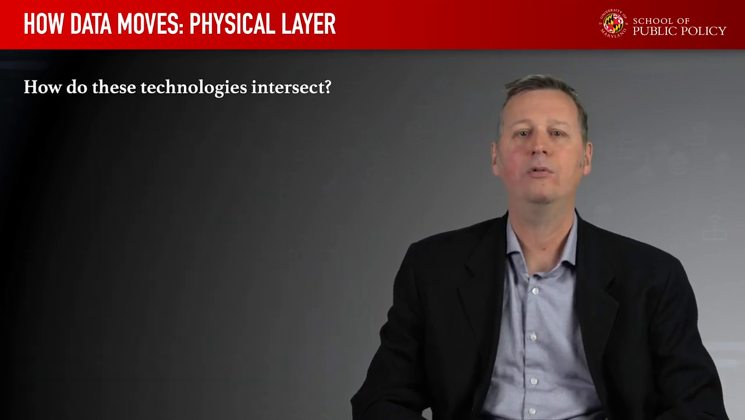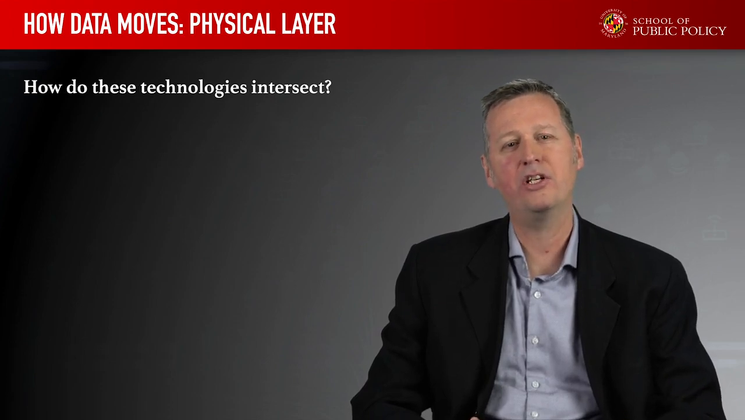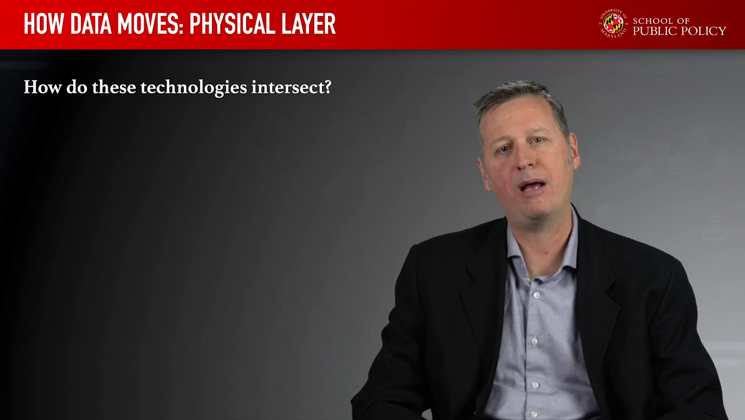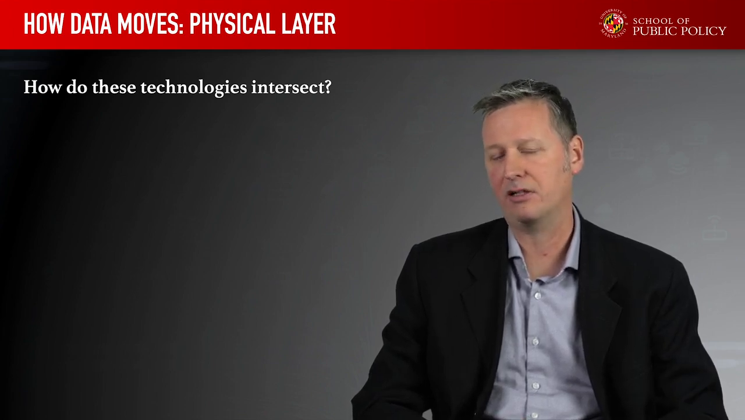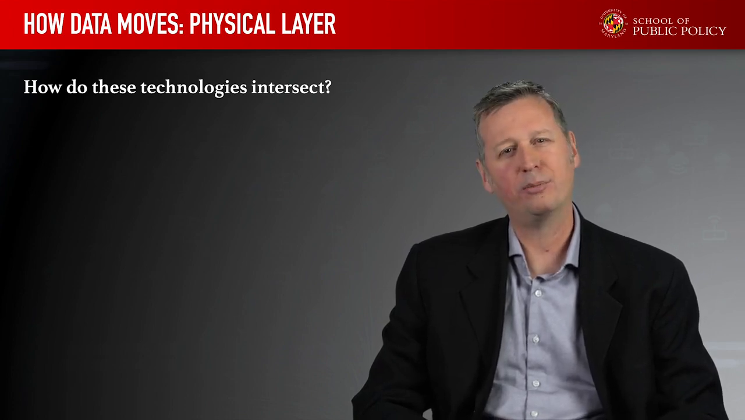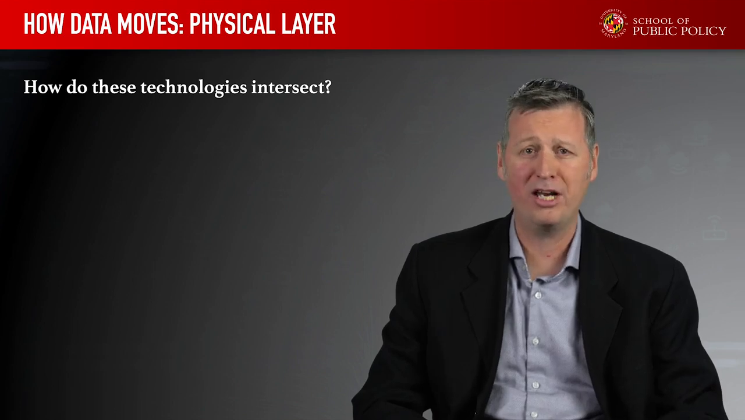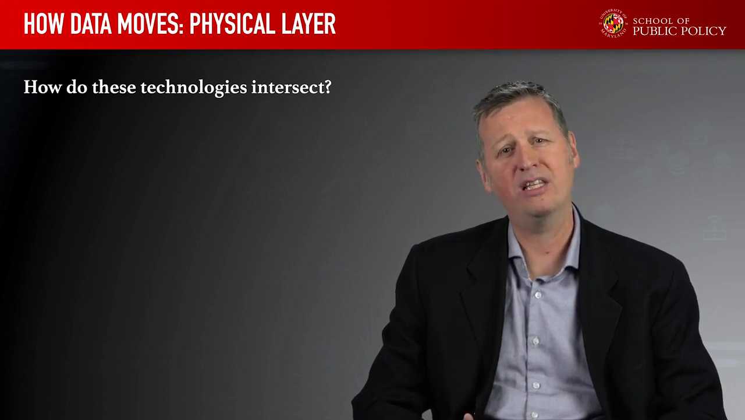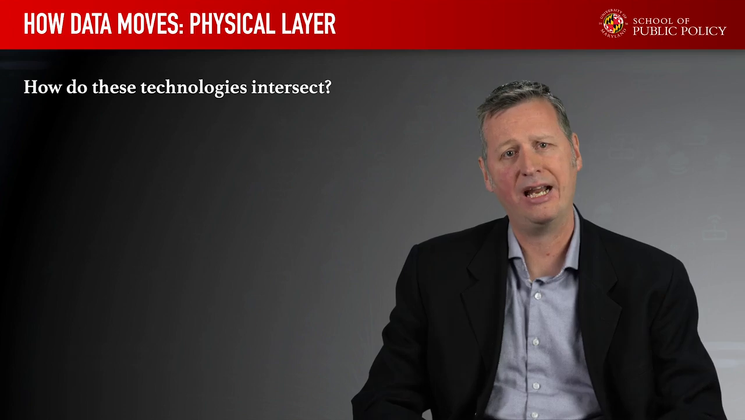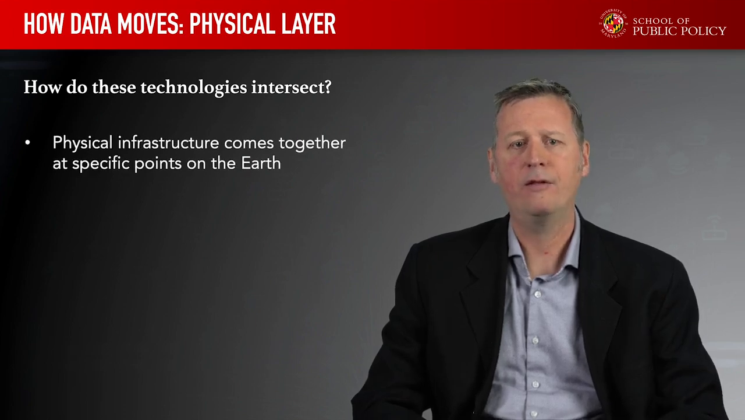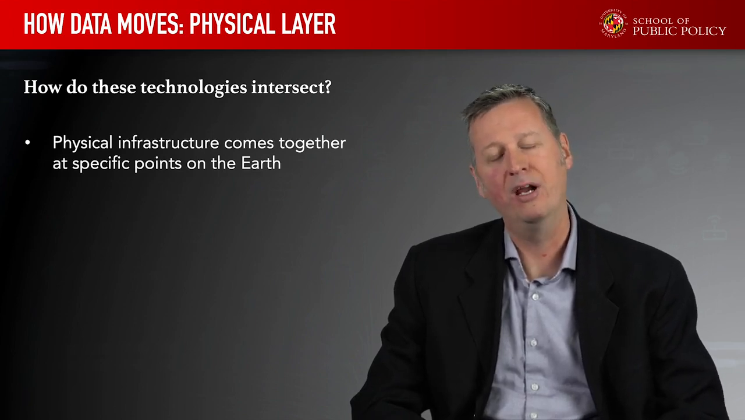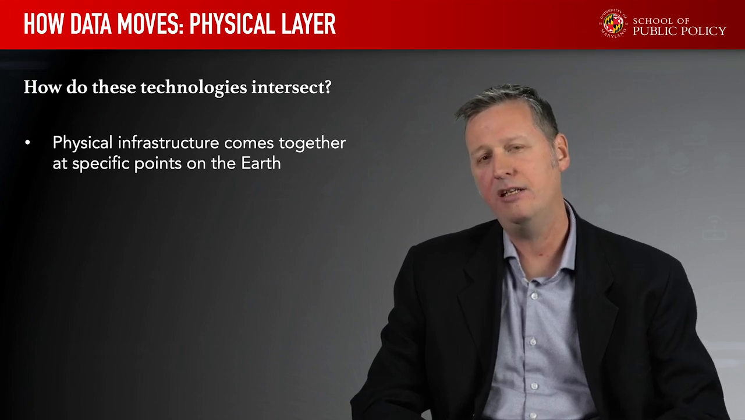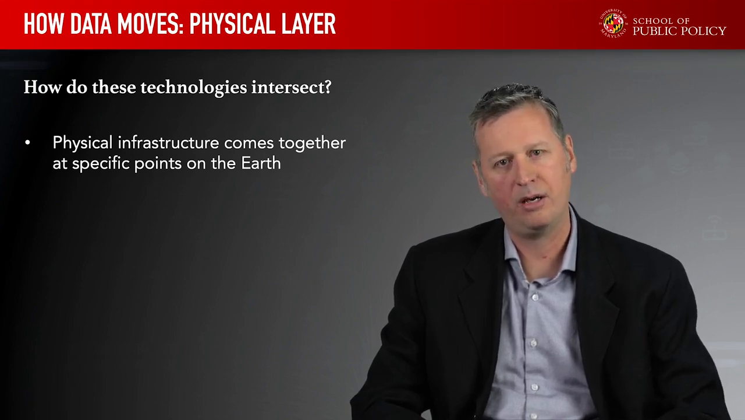So how do all these technologies intersect? Because we've talked about fiber optics, we've talked about terrestrial microwave, and we've talked about satellite-based technologies. But unless you're planning on building one really, really large network that covers everything around the world, there's got to be a way for these physical mediums to actually connect together. The physical infrastructure comes together at very specific points. Because remember, the internet is a collection of independent and controlled networks.